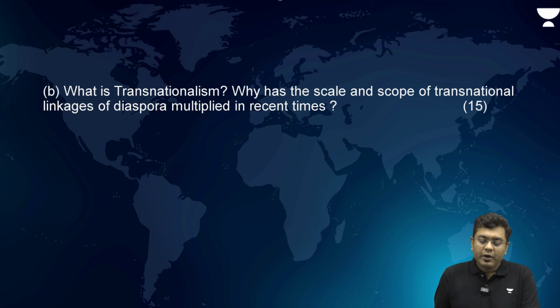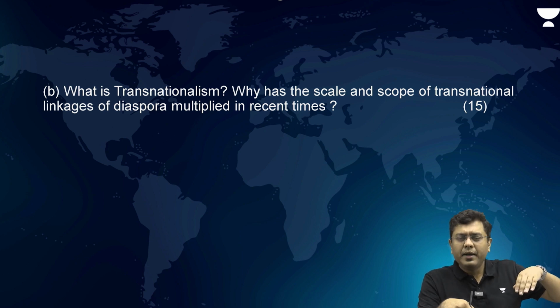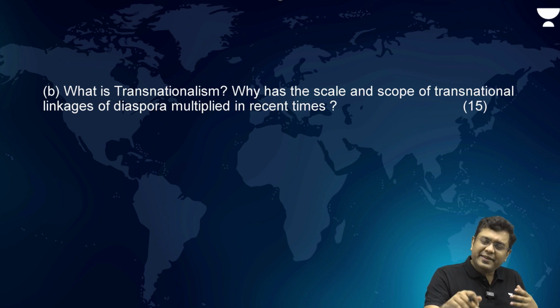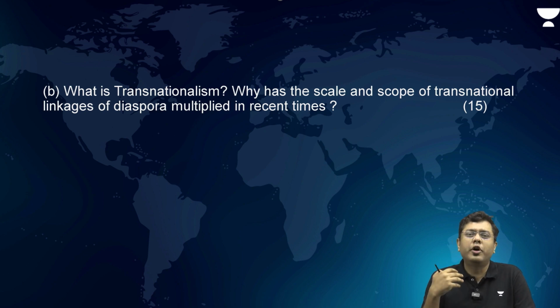Then, what is transnationalism? Why has the scale and scope of transnational linkages of diaspora multiplied in recent times? So, transnationalism, what is it? It is basically the fact that when you are living in a particular country, but you belong from someone else and you have your sentiments associated with some other country, that is transnationalism, right? Now, this is where you have the modern day concept of a global citizen, where you basically associate your sentiments with global interest and global causes.